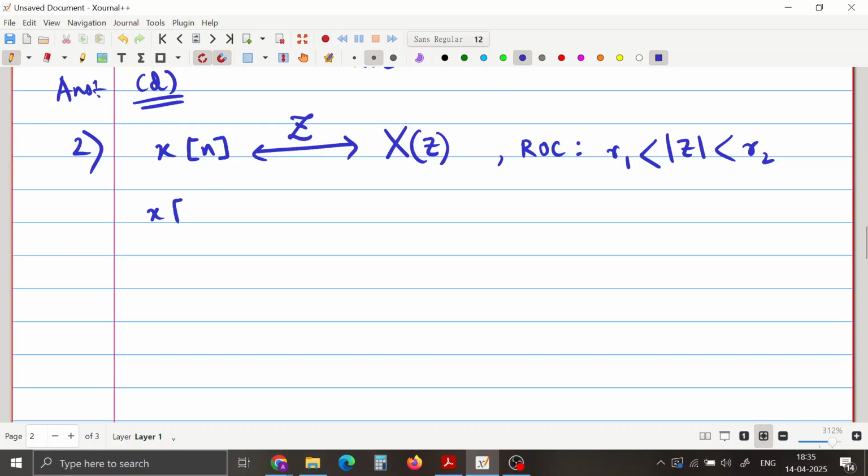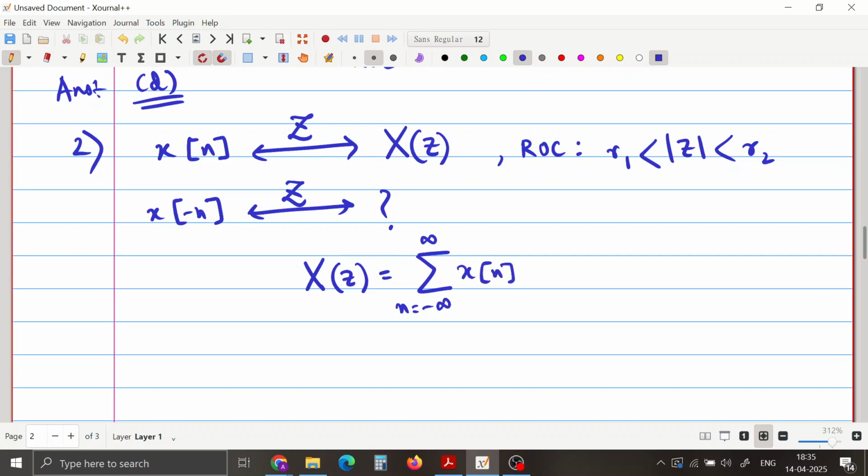Our question says: what will be the z transform of x of minus n? Before that, what is the formula of X of z? X of z is given by the summation, n running from minus infinity to plus infinity, small x of n times z to the power minus n.